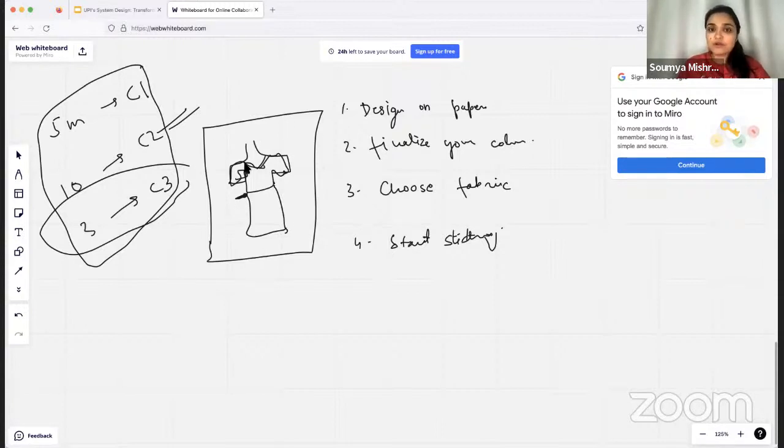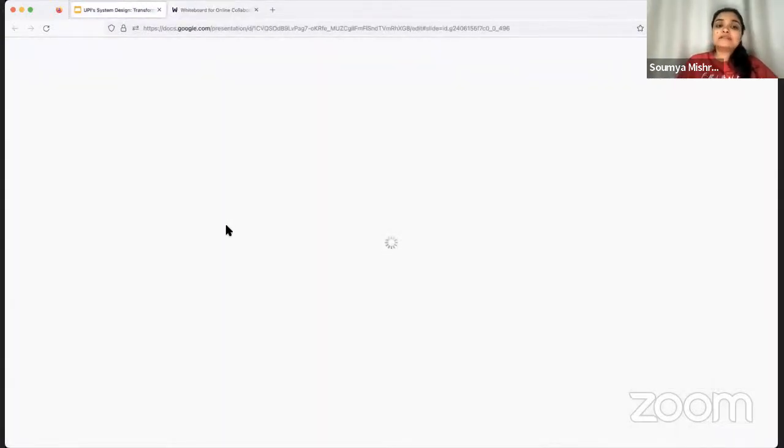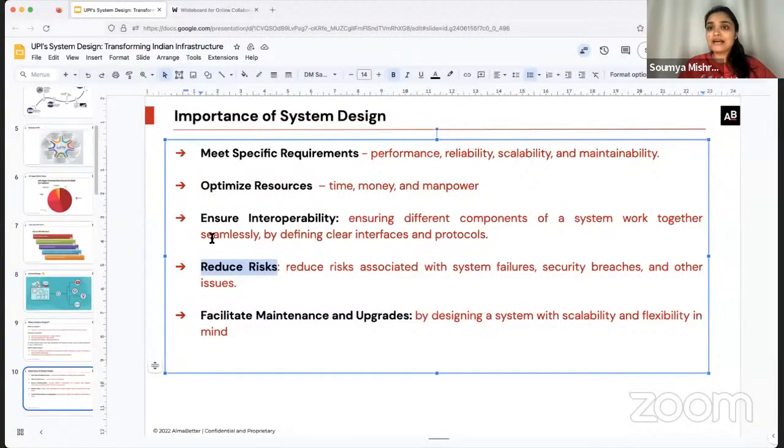Because the design was done before, the designer would have some idea of points of failure that could be there in the design. Same in the case of software. When you do system design of anything, it reduces the risk, because during system design it becomes very easy to identify what the risks associated with your system are, and what different failures your system can come across. Then of course, because you have designed it properly, it becomes very easy to maintain and upgrade. I hope the importance of system design is clear to everybody.